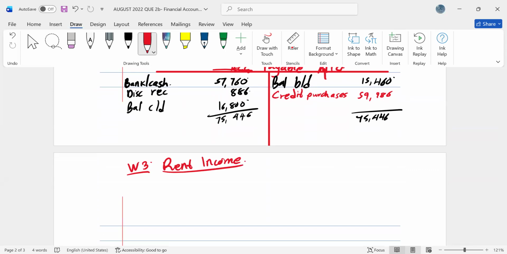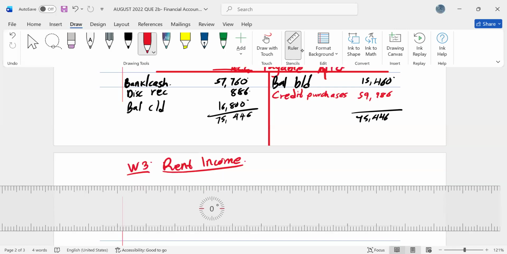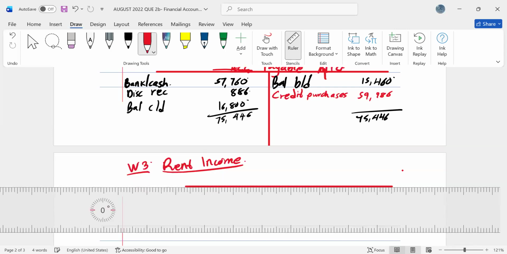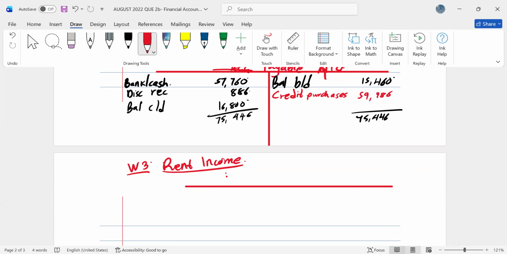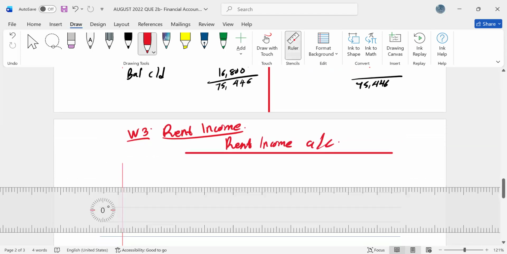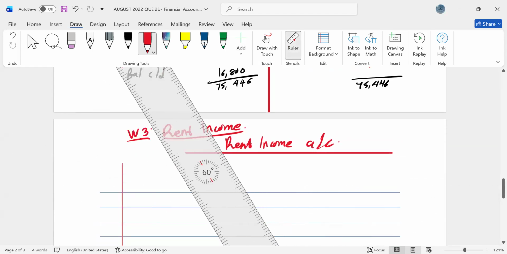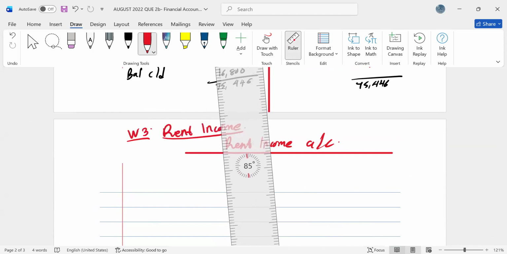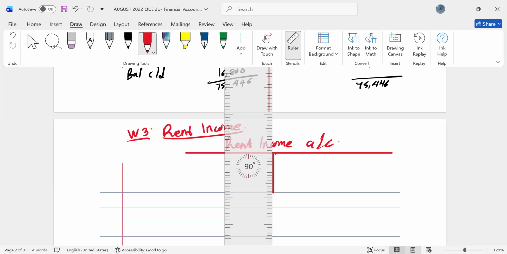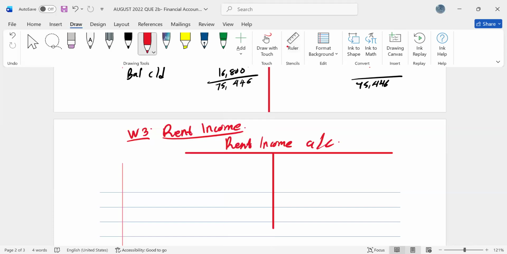So in this case, we'll have our rent account here. Call it a rent income account. And remember, for accounting purposes, we always say that incomes are what? Are credited. So in this case, our balance brought down will be credited. So what are we going to have? Balance brought down.